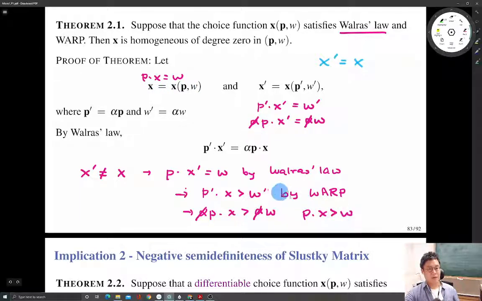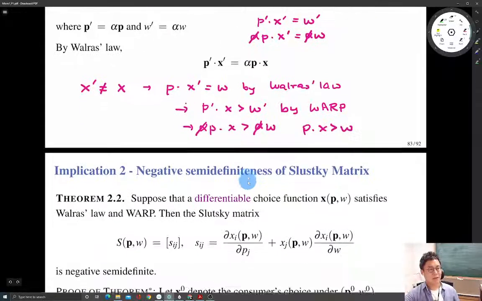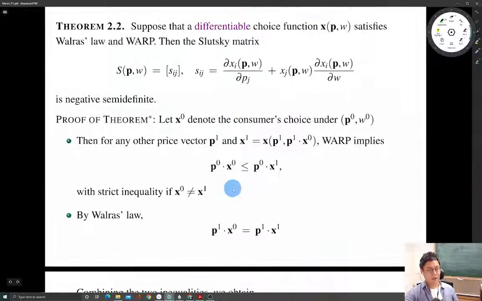All right, so we started from this presumption that X prime is different from X, and this contradiction implies that our presumption is wrong. Okay, X prime must be equal to X. In other words, our choice function is homogeneous of degree 0. So I think this proof is doable.